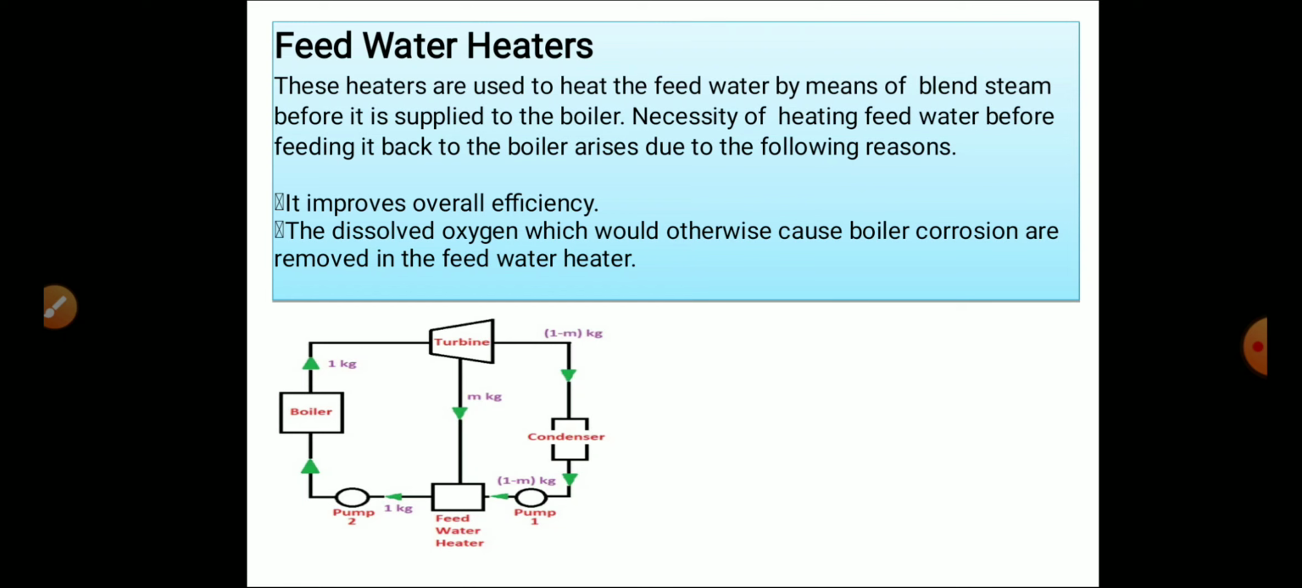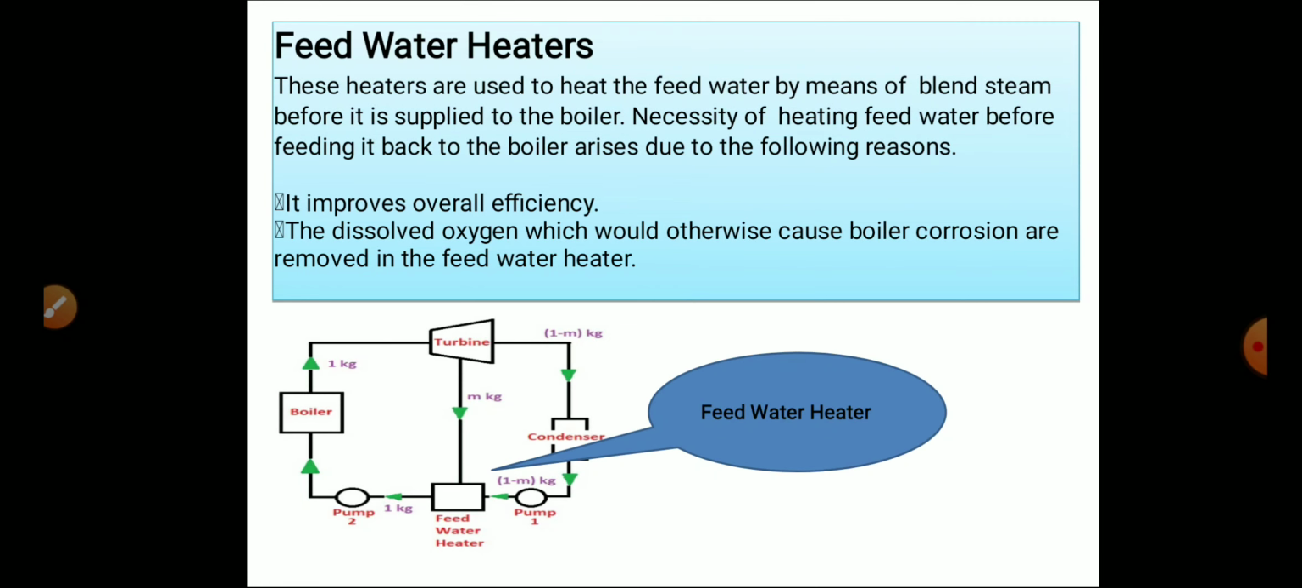This is the diagram showing you how the turbine, condenser and feed water system are connected to the boiler. You can very much relate the above topic with this diagram. This is your feed water heater. This improves the overall efficiency of this cycle.